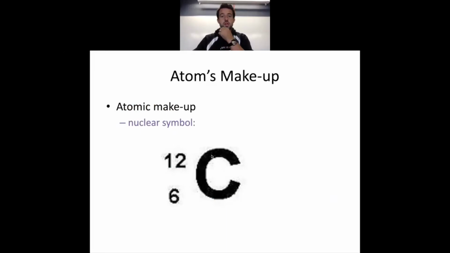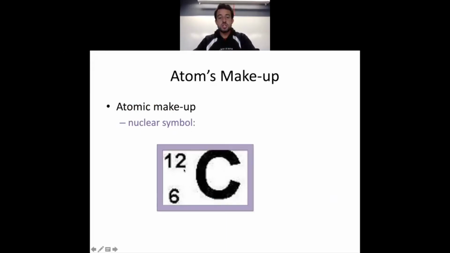Cool. Atomic makeup. Let's talk about the nuclear symbol now. Everything you see here, the 12, the 6, and the C, that is an example of a nuclear symbol. So what I want you to do is write down nuclear symbol in your notes and then copy down this 12, the 6, and the C as an example of it. We're going to go over what the C means, what the 6 means, and what the 12 means. So if you're not sure what those numbers mean, we're going to talk about it in a little bit. So get excited.